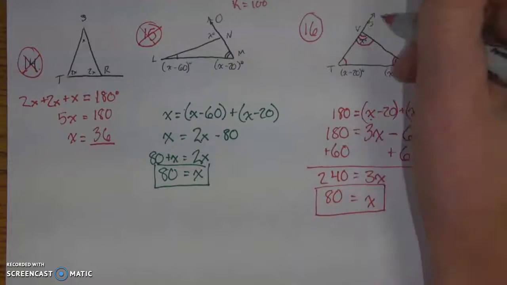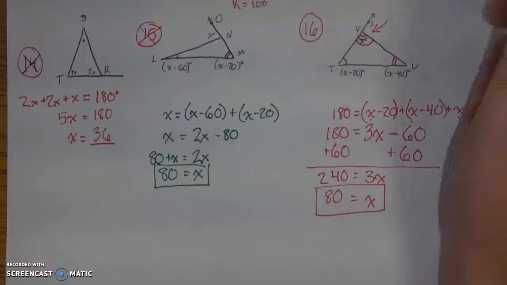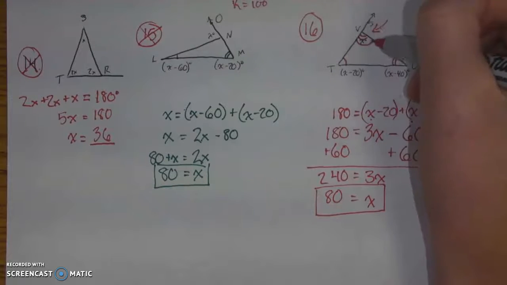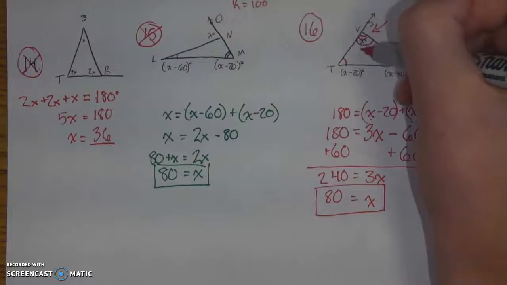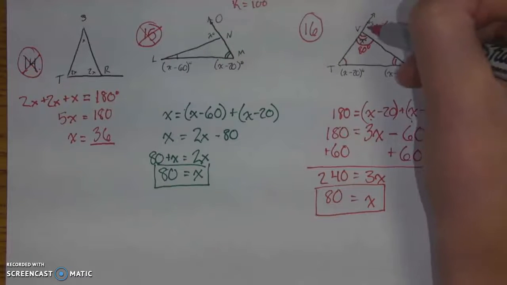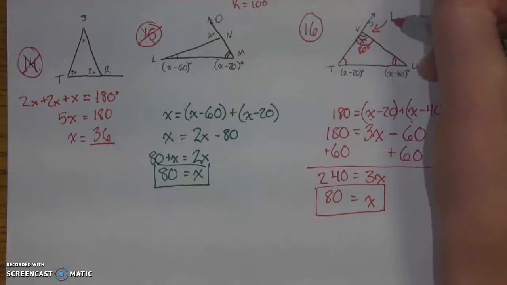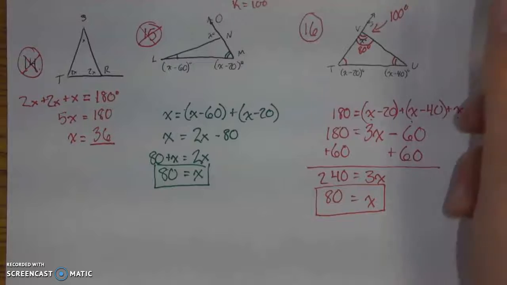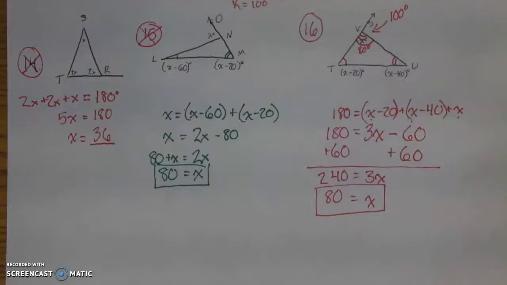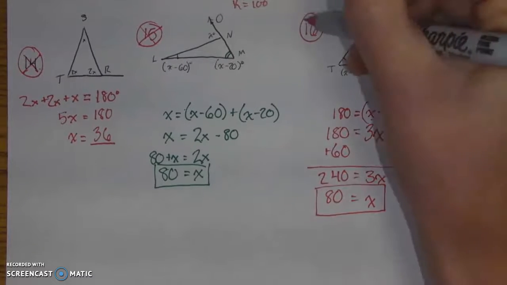Don't forget that if you're looking for this angle right here, this exterior angle, it's going to make a linear pair with our x value here, which means that if x is 80, so this angle right here is 80, this exterior angle next to it will have to add up to 180 when we add it to that. Therefore, it must be 100. So that's the end of 16.